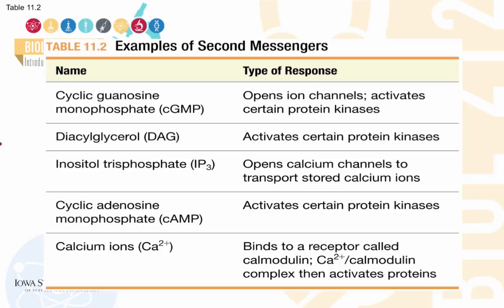Some examples include cyclic GMP, which opens ion channels and activates certain protein kinases, DAG, which activates certain protein kinases, IP3, which opens calcium channels to transport stored calcium ions, cyclic AMP, which is a very common second messenger inside cells that activates certain protein kinases, and calcium ions that bind to a receptor called calmodulin to form a complex that then activates other proteins.